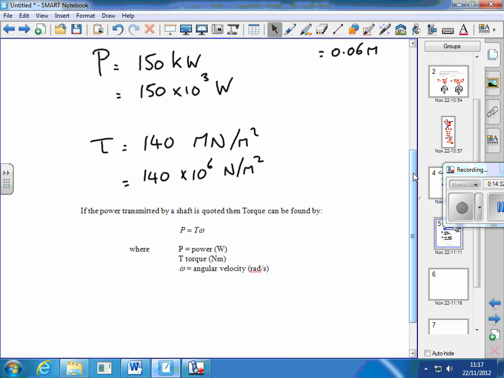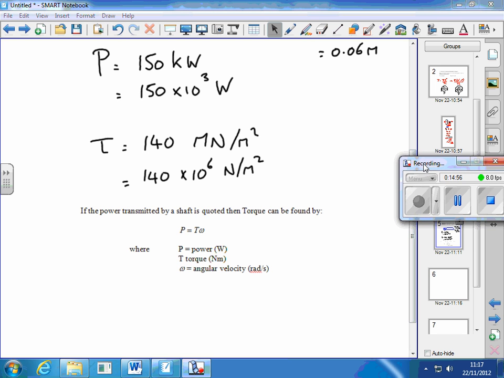If the power transmitted by a shaft is quoted, which it is in this case, then the torque can be found using this equation. Power is torque times angular velocity. So we rearrange that formula to find the torque. Torque is power divided by the angular velocity. So now we've just got to find out what the angular velocity is, measured in radians per second.